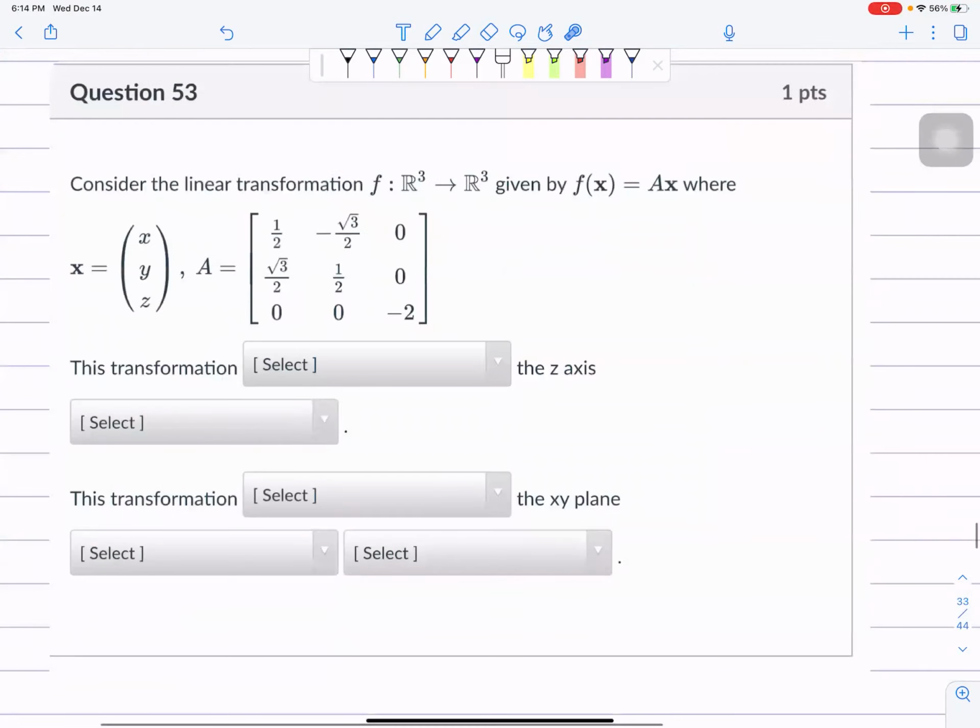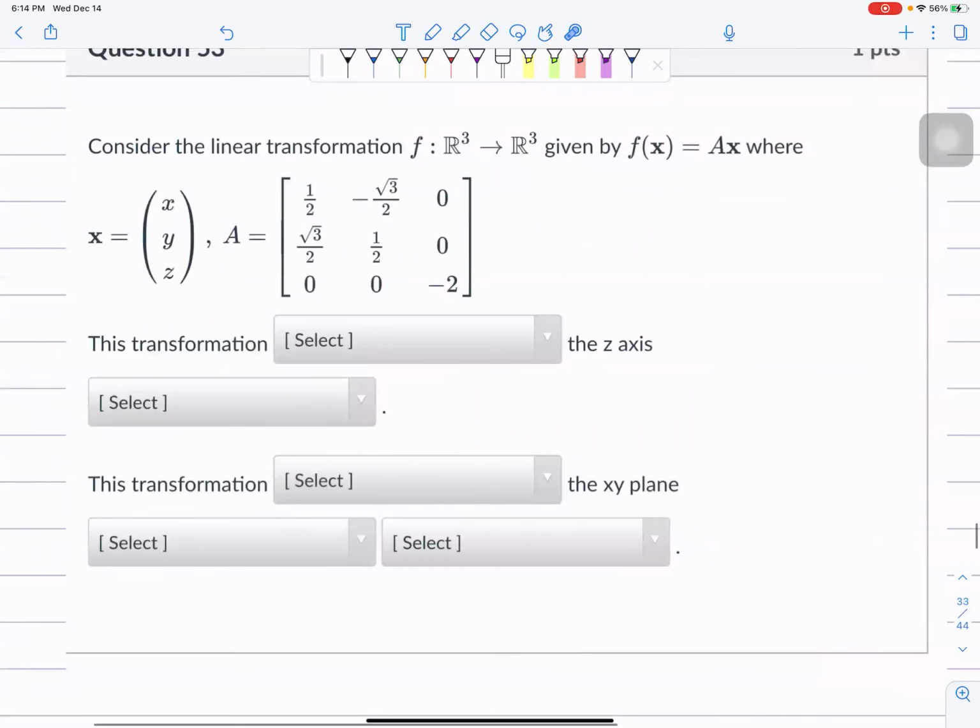Okay, so for example, if you're given this matrix and they said, what happens to the z-axis? Then what would I look at? So I have to consider some transformation. Any matrix is a linear transformation from whatever number of terms this is. This is 3 columns by 3 rows, so it's R3 to R3. What happens to the z-axis?